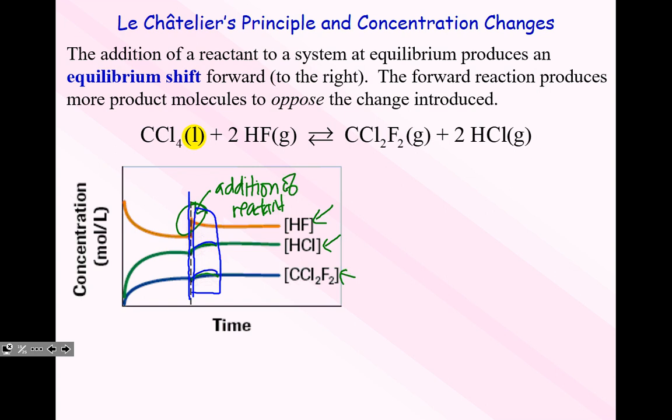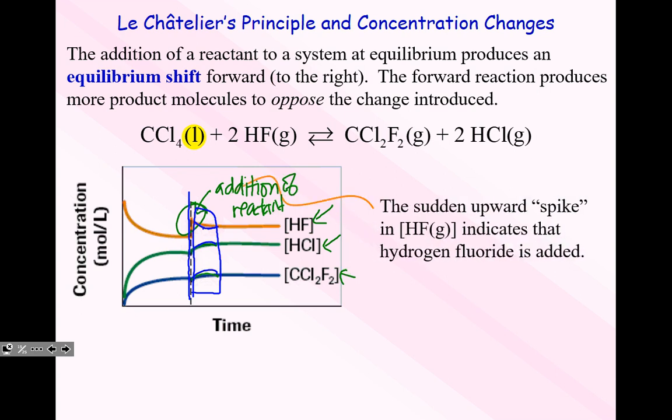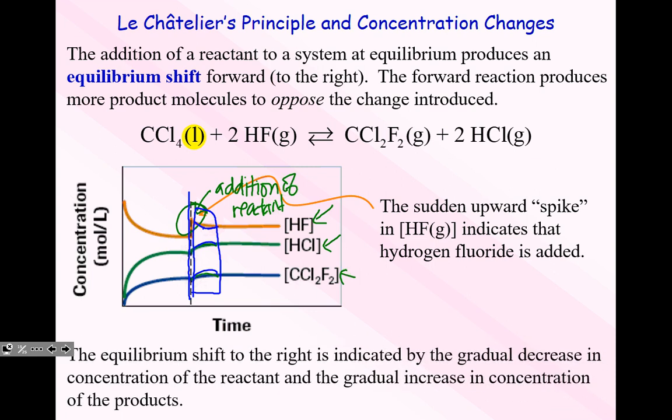And then because it shifts to the right, there's a little downward slope because it's compensating for that. So as more products are formed, fewer reactants are being seen after the initial spike. So the sudden upward spike in the hydrogen fluoride gas indicates that hydrogen fluoride is added. And the equilibrium shift to the right is indicated by the gradual decrease in concentration of the reactant and the gradual increase in concentration of the products.